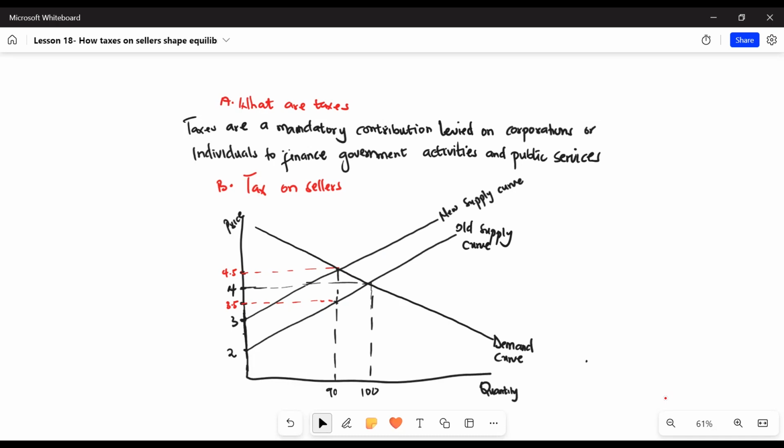Hi, welcome back. Our previous lesson was on determinants of price elasticity of supply. Today, we'll be looking at how taxes on sellers shape equilibrium outcome.